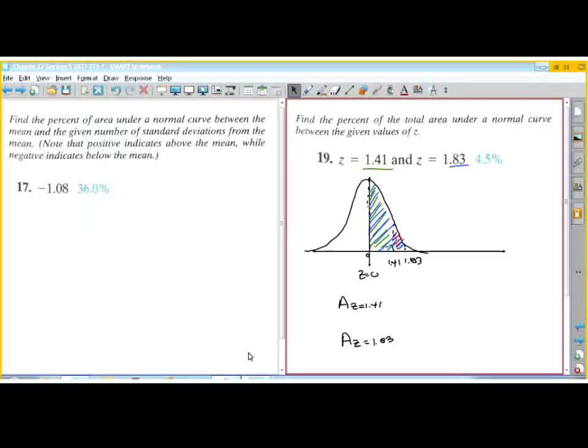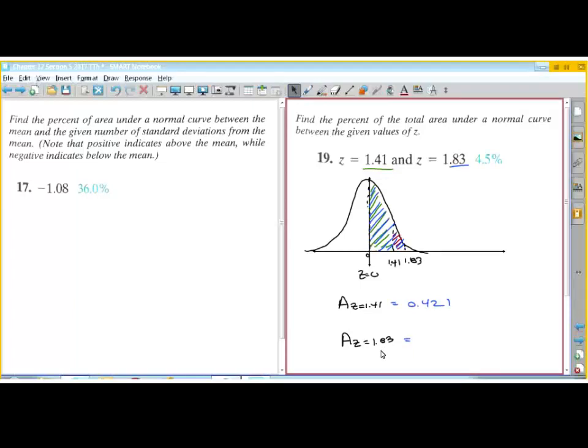So she says it's 0.421. Does everybody agree with that? It looks right to me. So this is 0.421. The next one should be higher because the z is further out.